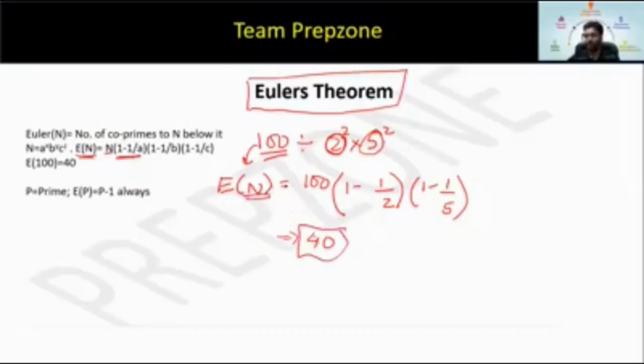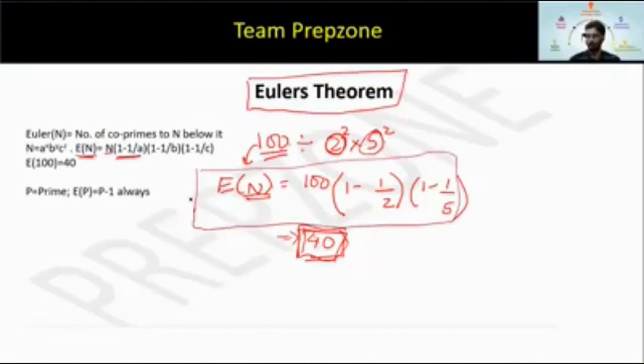Euler is signifying that there are 40 numbers, that is the number of co-primes. Yes, that's what I'm saying, that there are 40 numbers which are less than 100 and are co-prime to 100. Euler signifies how many numbers are there which are less than 100 and which are co-prime to 100. Okay, everyone, this is the simple formula to calculate Euler of any number.